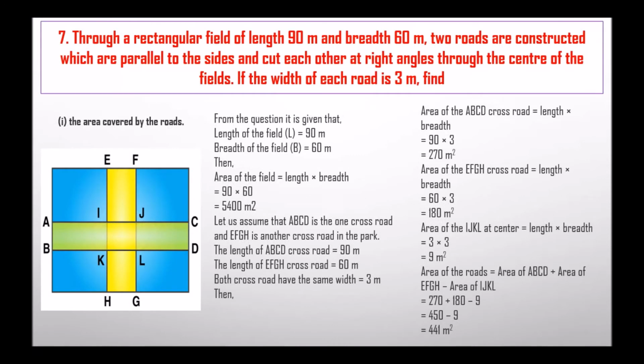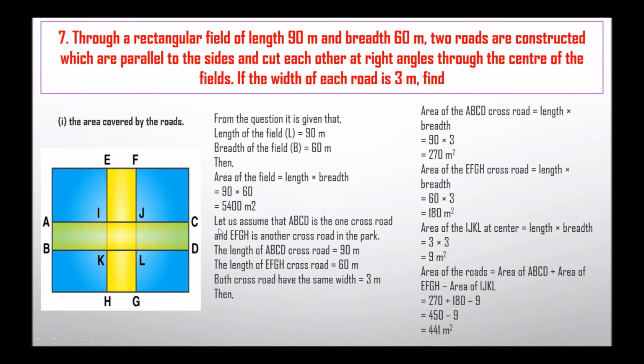Seventh question, through a rectangular field of length 90 meter and breadth 60 meter, two roads are constructed which are parallel to the sides and cut each other at right angles through center of the field. If the width of each road is 3 meter, find the area covered by the roads. So length is given 90 meter, breadth is given 60 meter. Area of field equals length into breadth, that is 90 into 60, that is 5,400 meters square.